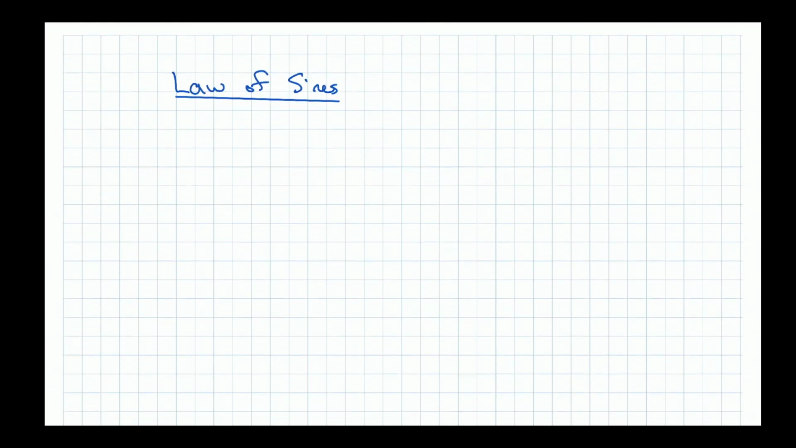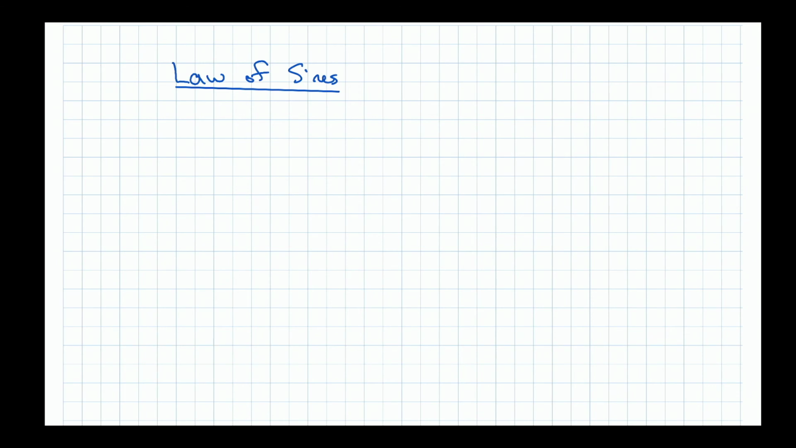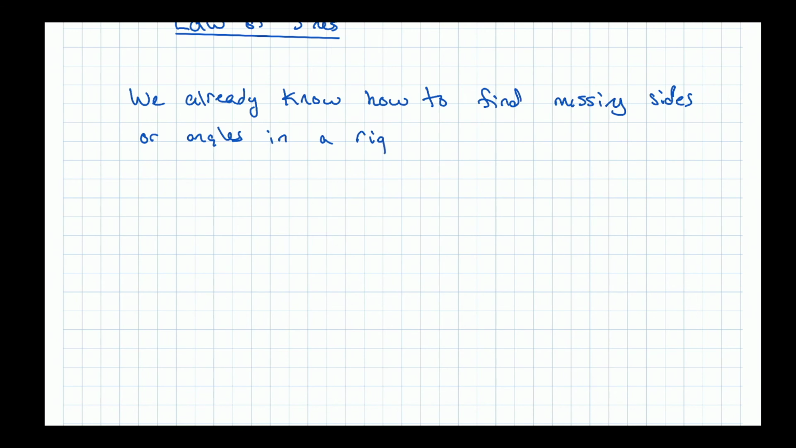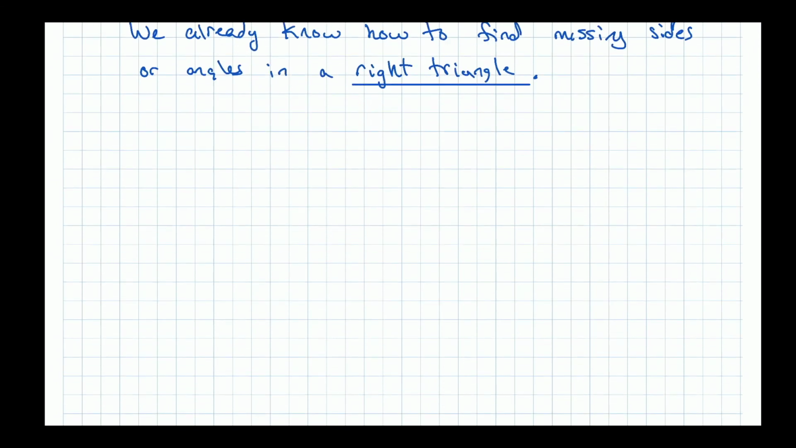So you know from the past how to find sides and angles on a triangle, right? We already know how to find missing sides or angles in a right triangle. Stuff like this. If I give you a triangle like this, and I told you that this was a right angle, and this was like a 42-degree angle, and I said that this was 5, and this was x, and I say find x, you would know how to do that, right?